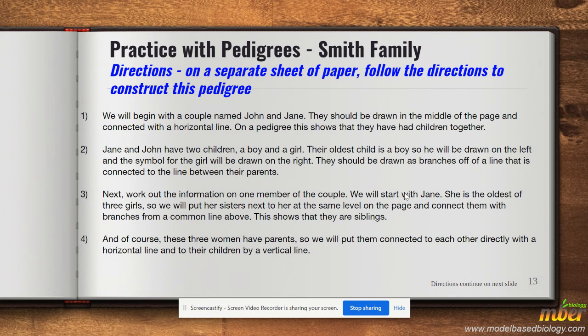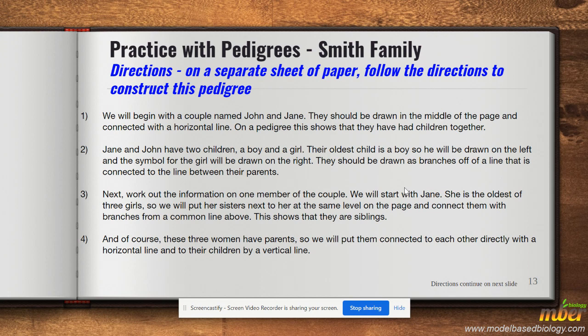On one member of the couple, we will start with Jane. She is the oldest of 3 girls, so we will put her sisters next to her. Now we're adding the branch above John and Jane. We'll put her sisters next to her on the same level on the page and connect them to the branches from a column and line. This will show that they are siblings.